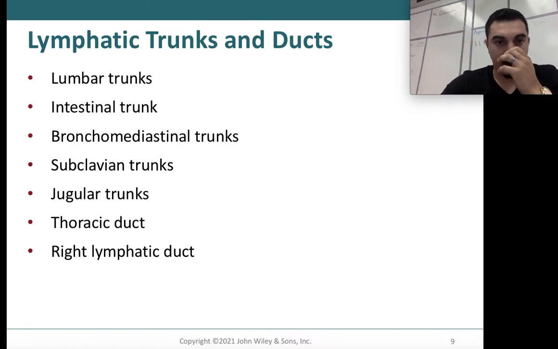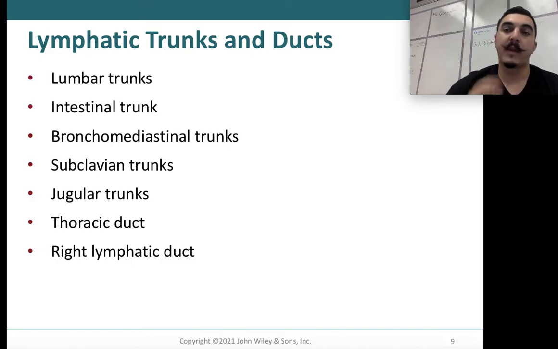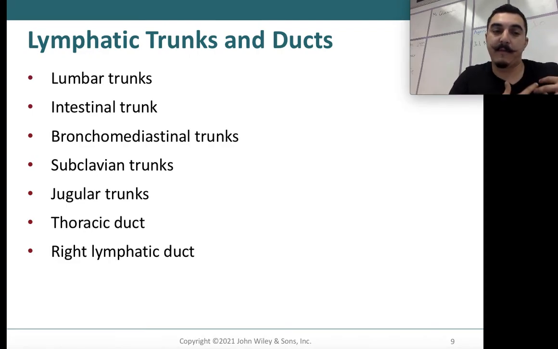Okay. We talk about the bronchomediastinal trunk, which covers the thoracic wall, the lungs, and the heart. Subclavian, right? That's the upper limbs, and we have jugular trunks, the head and the neck. Then we have the thoracic duct, which is a big one, and the right lymphatic duct, which are going to go through. The right lymphatic duct will drain the upper right side of the body. The thoracic duct will drain the left side of the body. Okay.